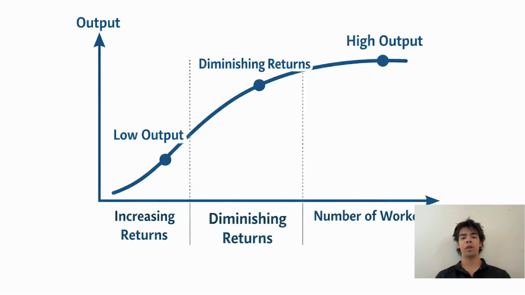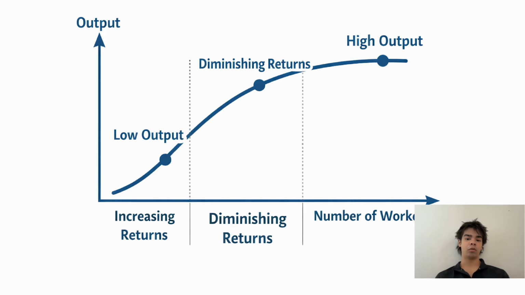So here on the graph, this will help us visualize it. As we increase the number of workers, the output increases. But notice how the curve starts to flatten at the end there. At the beginning, output rises quickly. Then as more workers are added, output still increases, but at a decreasing rate. That flattening of the curve shows diminishing marginal product.